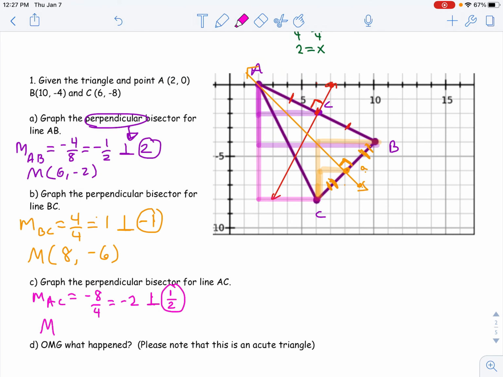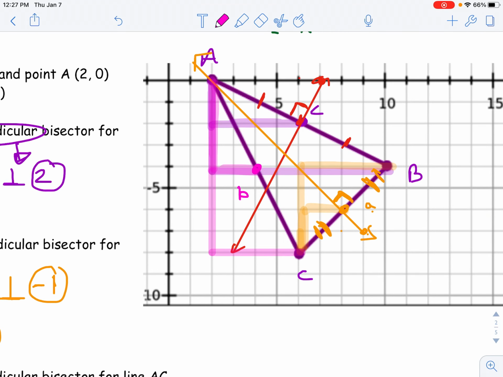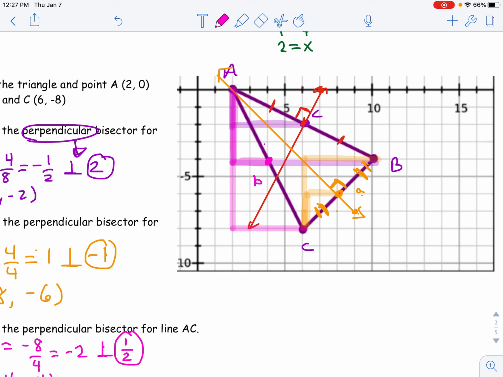Now, what's the midpoint? Well, I went down 8 over 4. This time, I'm just going to go down 4 over 2. And boom, there it is right there. We'll call that lowercase b. Is at 4, negative 4. So from this midpoint, I'm just going to count slope of up 1 over 2. Let me do it outside the triangle. Down 1, left 2. But nonetheless, it doesn't matter which way I go.